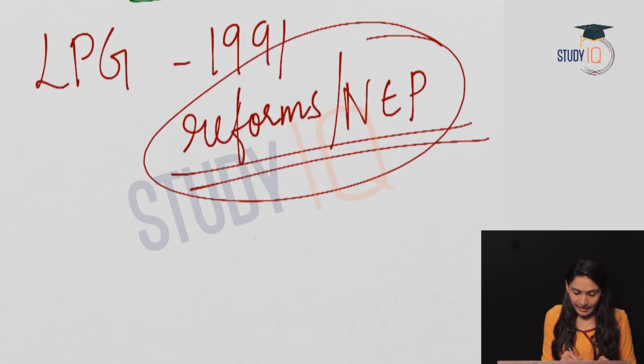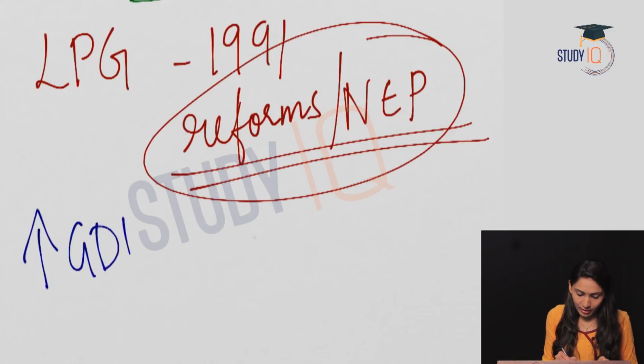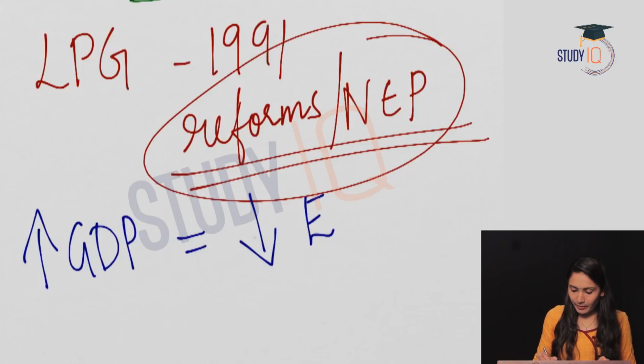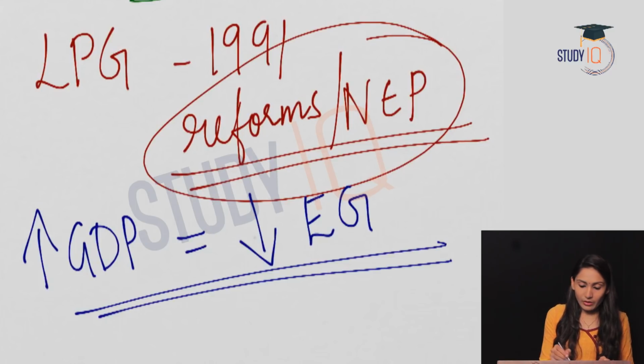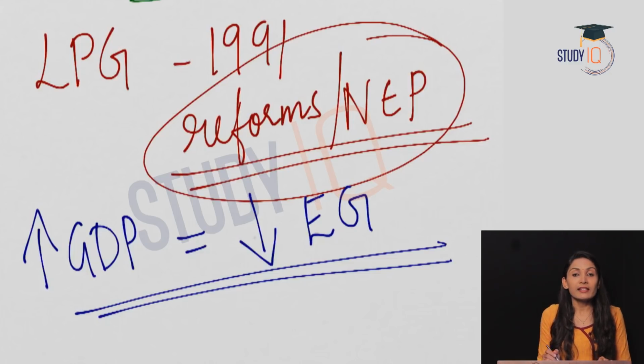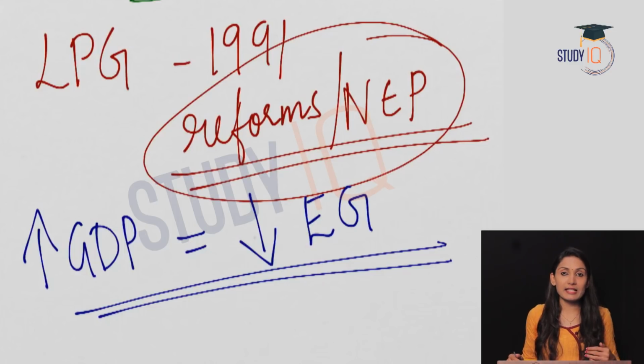Jobless growth means that there is an increased contribution to the GDP in the economy, but a decreased employment growth in the economy. So jobless growth is a situation where the GDP of the economy is increasing, but there has been a decrease in the employment rate in the economy.